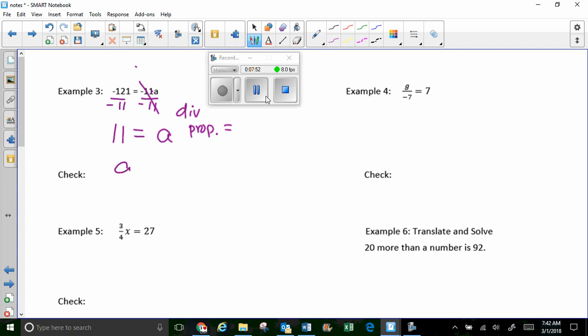And the last step, I'm going to go ahead and flip it. And what property was that? Very good. If you were thinking symmetric property, you were correct.